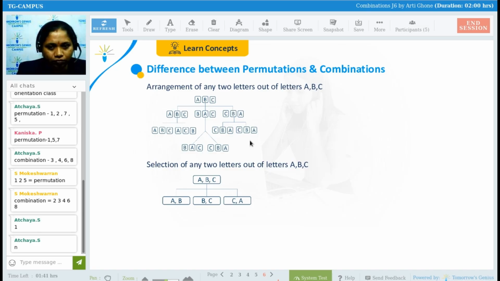Now, if you observe, there are 6 arrangements here. So AB is selected, AB is arranged. Wait, 1 minute. What happened exactly? 1 minute.